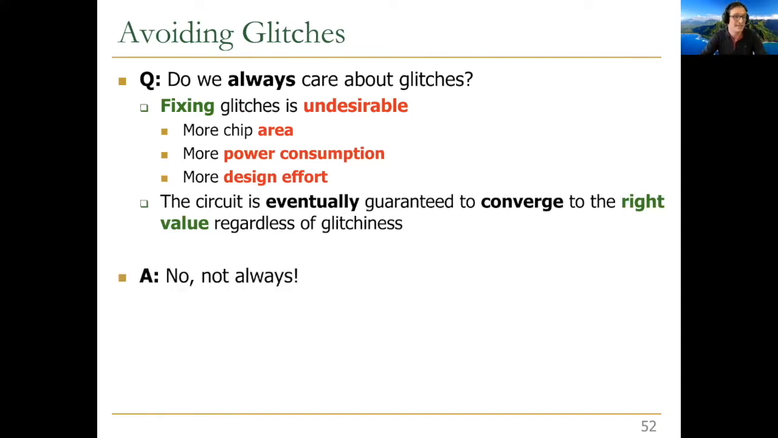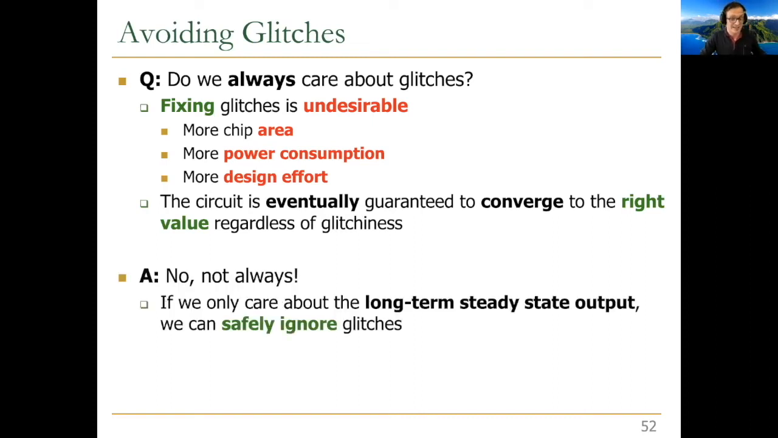And the wrong thing is basically latching that glitching output, for example, to somewhere you care about. So basically, we don't always care about glitches if we have a good design. If we care about the long-term steady-state output, and if we actually calculate our delays correctly, we can safely ignore glitches, because we calculate our delays correctly, such that even though the output may be glitching for a while, we're not going to use the output while it's glitching, right?